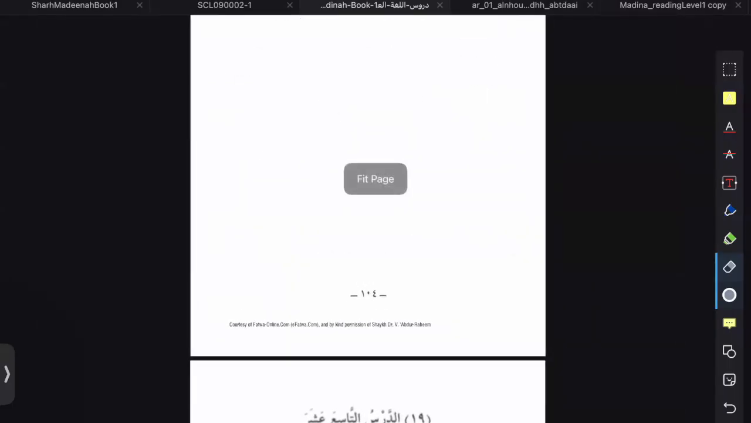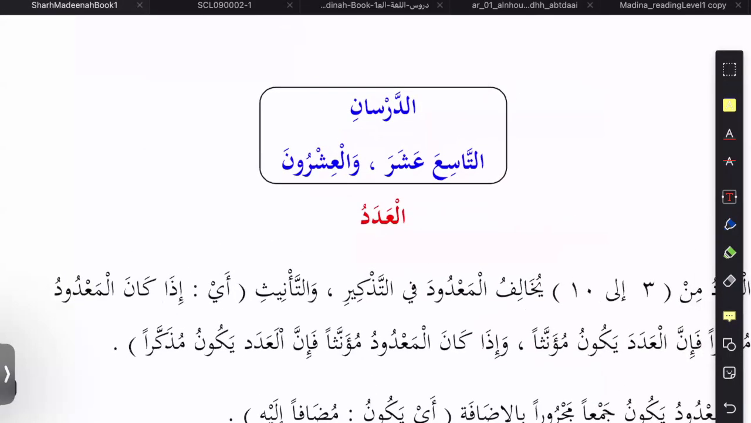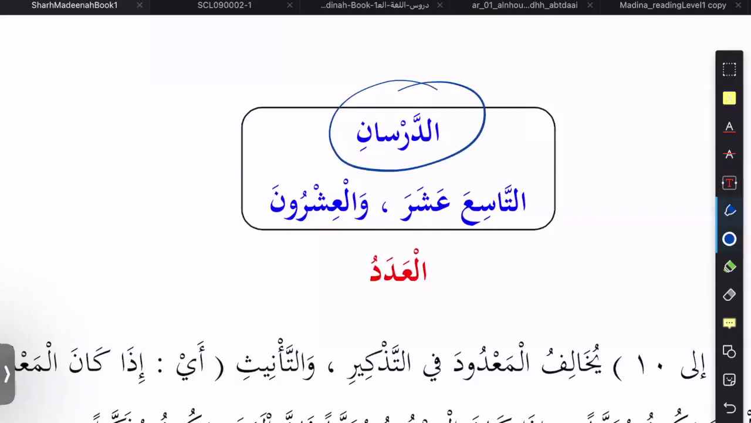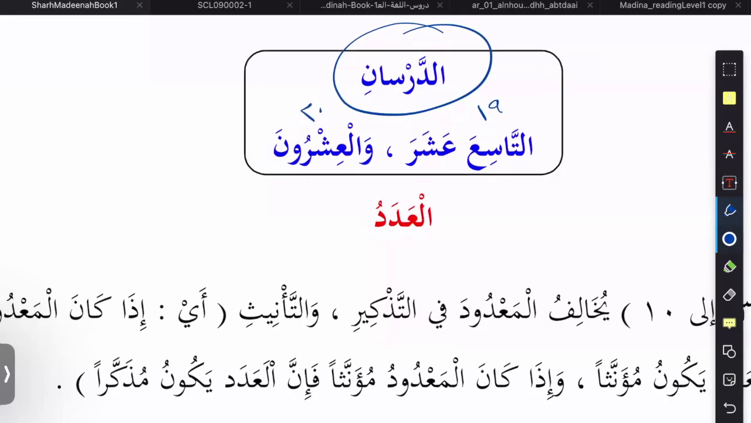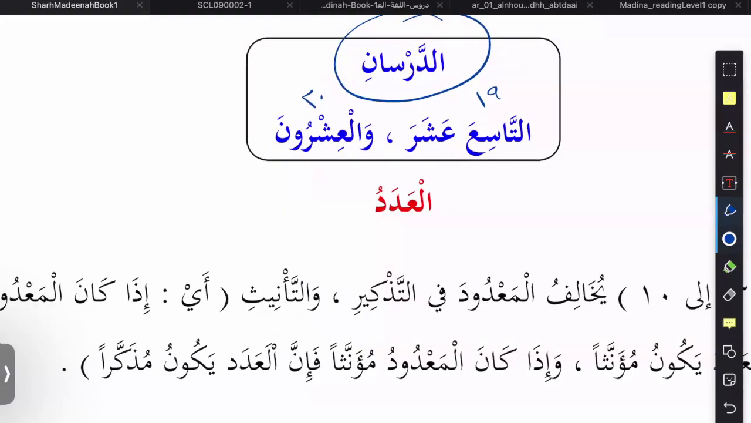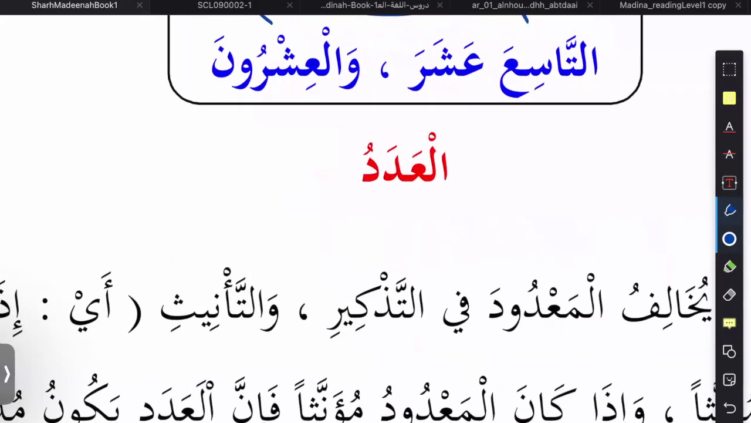Simple lesson. So the next, what is ad-darsani? It always says ad-dars. Why does it say ad-darsani? It means two lessons. Here we will cover two lessons, at-tase ashar wa al-ishrun, so 19 and 20. This is very good because we cover two lessons at the same time, and both of them are talking about al-adad, numbers. So here we will spend more time dealing with how we use the numbers, how we say 1, 2, 3, 4 of some things.